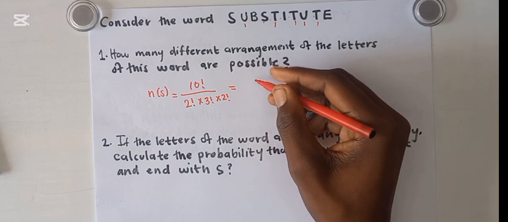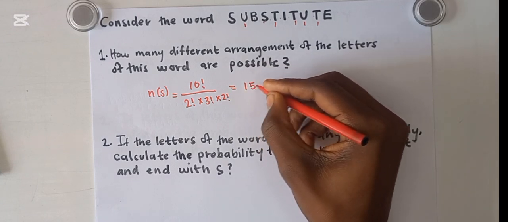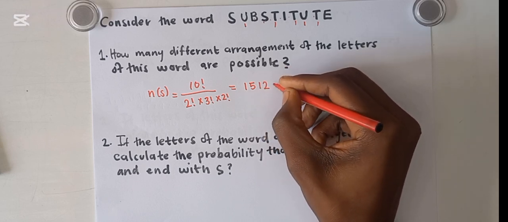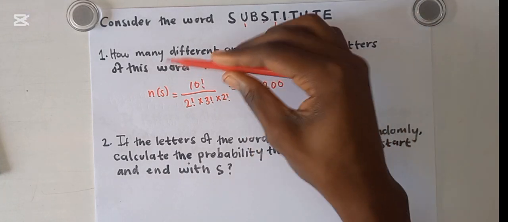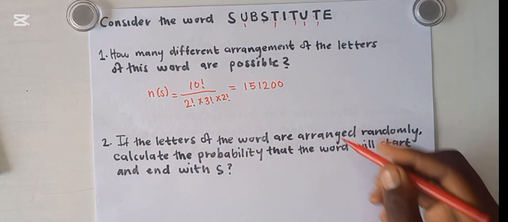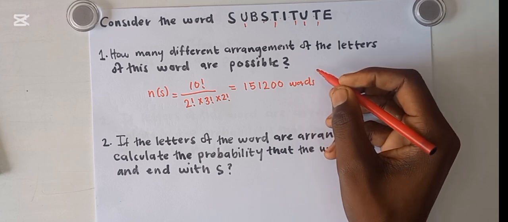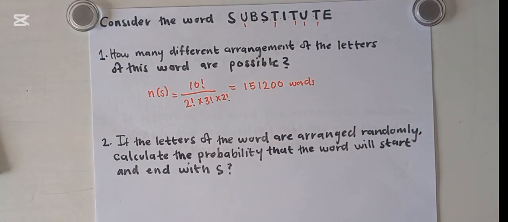So if you punch this on a calculator, you're going to get your answer of 151,200. I'm not good at counting numbers, but this is the number that you're going to get if you punch this on a calculator. So this is the number of ways that can be formed by the word substitute. So let's go and take a look at the second example.